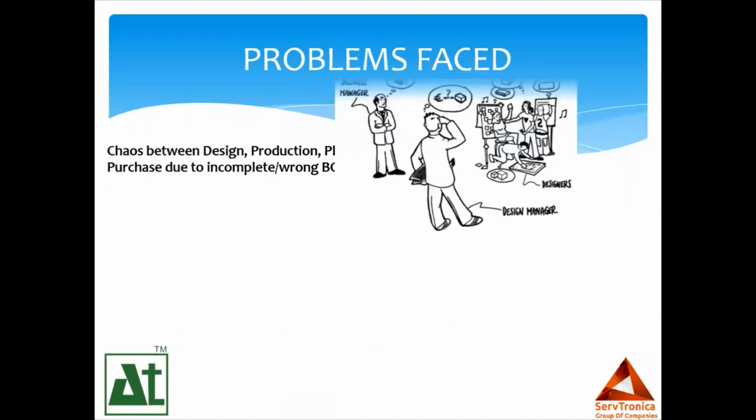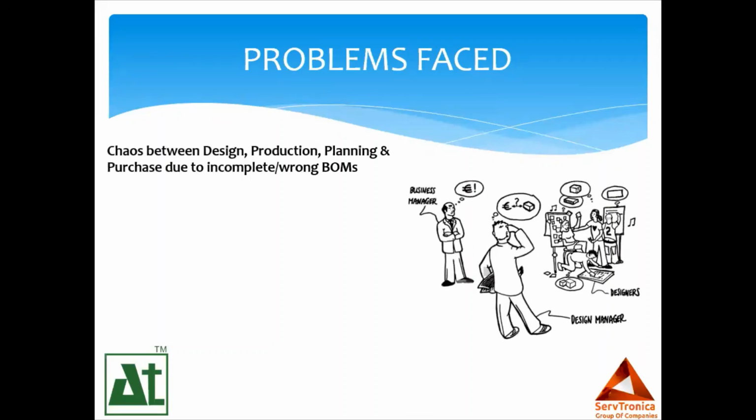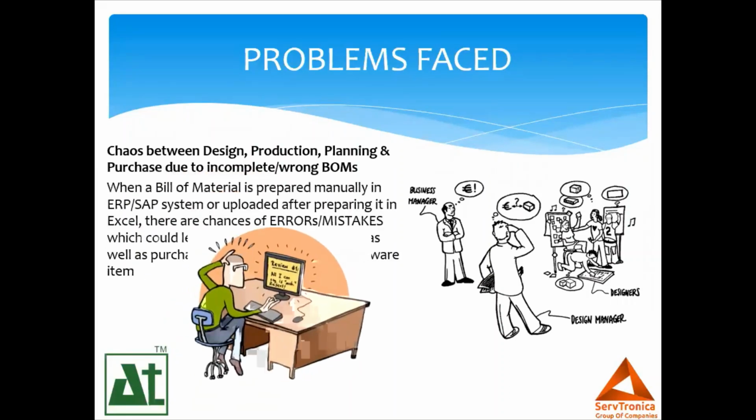Next challenge that we see is the complete chaos between different departments of the organization. Why does this chaos happen? Because as I said, we prepare BOMs manually. When I prepare a BOM manually, there are chances of mistakes, and these mistakes are not identified during the design phase but are identified during the assembly or manufacturing stage, which is actually too late.